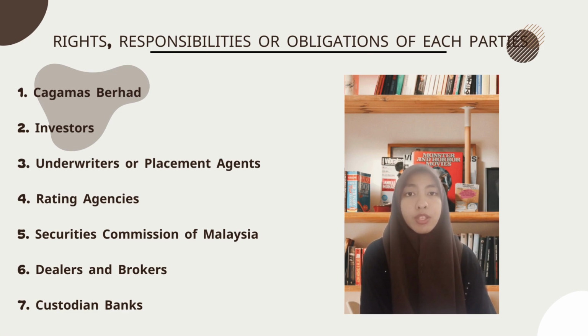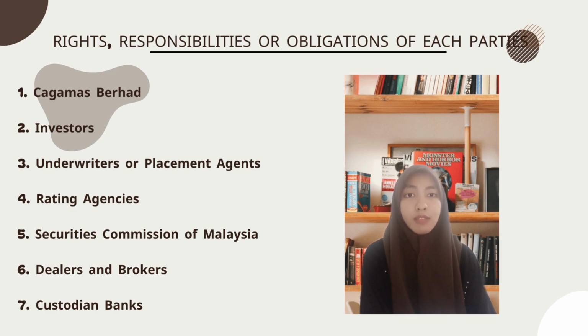Next is the right to receive the funds from investors upon issuance of the papers, and the right to redeem the commercial paper at maturity by repaying the face value to the investor. Second is investor. An investor has the right to purchase Cagamas commercial papers based on their investment preference and risk appetite. Right to receive interest or returns on the papers according to the agreed upon terms.